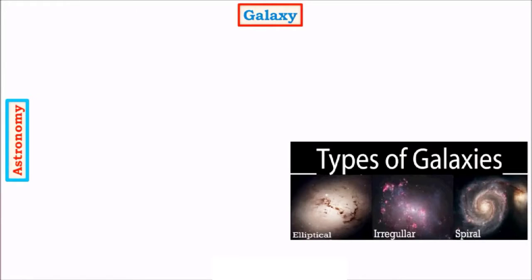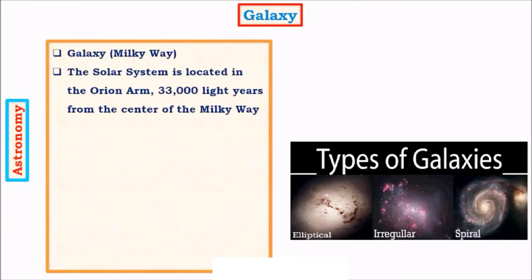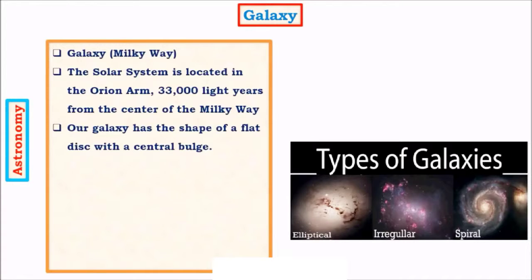So there are 100 billion galaxies in the universe. Each galaxy has about 100 billion stars. And the galaxy in which the sun is present is called the Milky Way. And Milky Way is a type of spiral galaxy. Again, there are three types of galaxies: elliptical, irregular and spiral. The sun is present in the Milky Way galaxy which is spiral in shape.